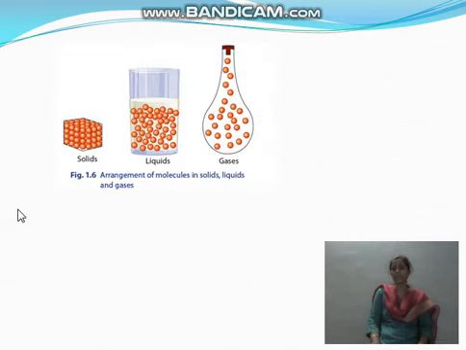Here is the particle arrangement of solid, liquid and gas. In solids, the intermolecular force of attraction is high, so there is no intermolecular space. In liquids, there is intermolecular space and also intermolecular force of attraction, but the force is less than in solids. In gases, intermolecular space is more and intermolecular force of attraction is less. So that is the arrangement of solid, liquid and gas.